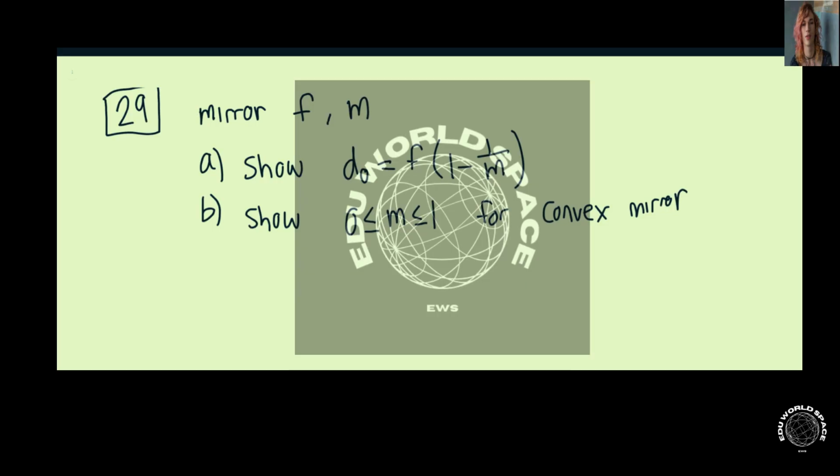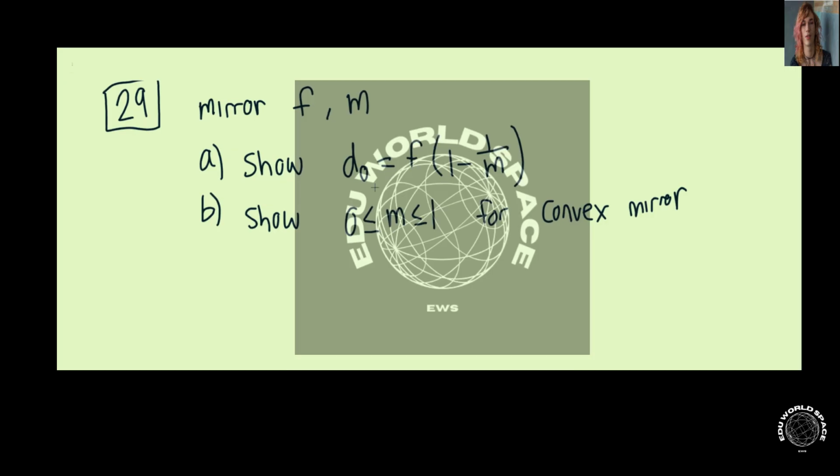Okay, in this problem we have a spherical mirror of some kind, with a focal length f that we know, and a magnification m that we know. So for part A, we're asked to show that the object distance is equal to the focal length times 1 minus 1 over m, this expression. And then we're asked to demonstrate for a convex mirror that the magnification is always between 0 and 1.